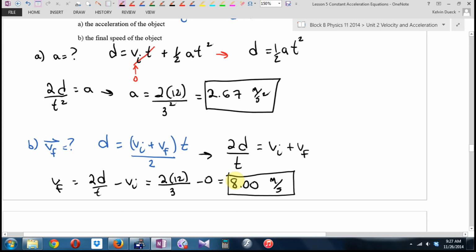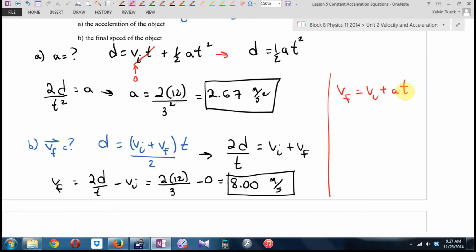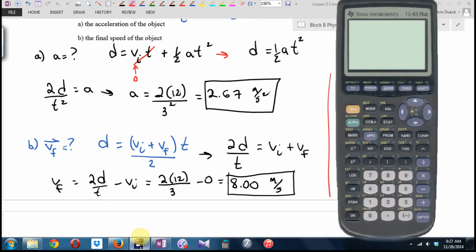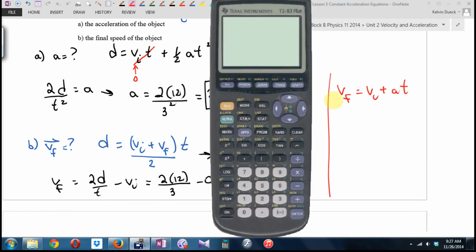Put your pencils down. Look up. I also said to you that I could have used this. The nice thing about this one, VF is already by itself. What's VI for this question? 0. What did we figure out A was? 2.67. And really it was 2.66666, right? What's T? 3. If this was a test question and I finished the test early and had some time to kill, I would calculate VF this way, and if I get the same answer as finding VF the other way, I know part A must be right as well.